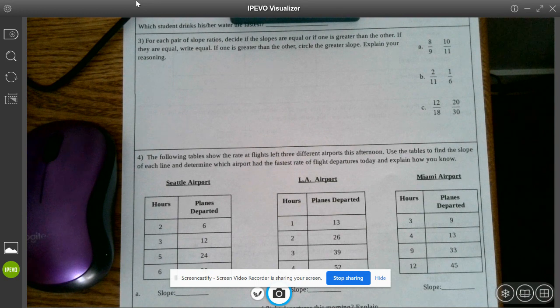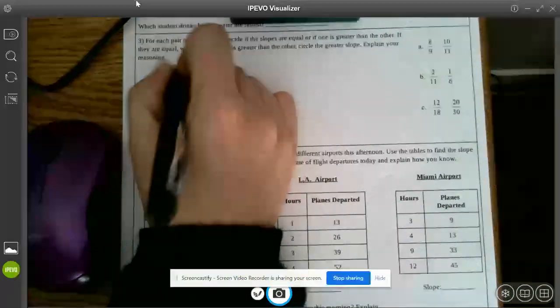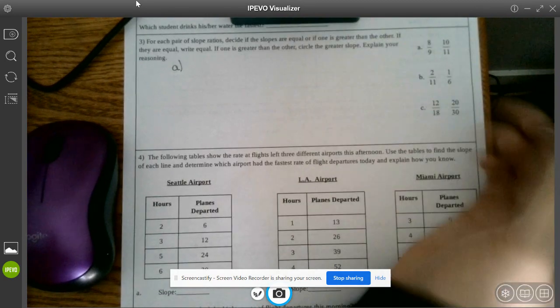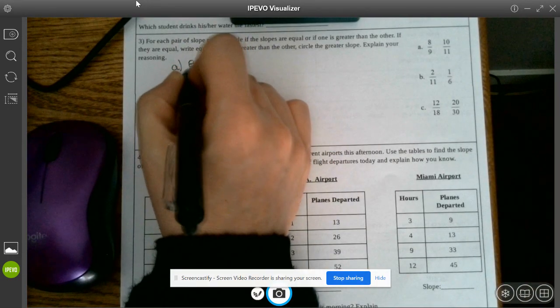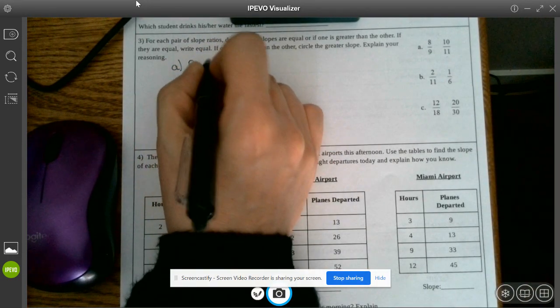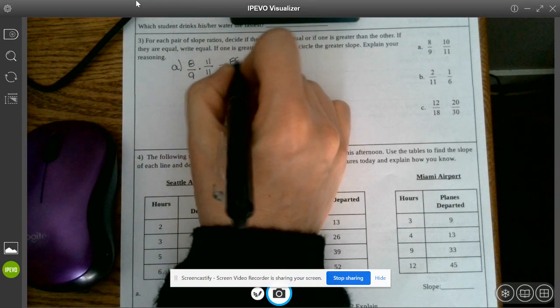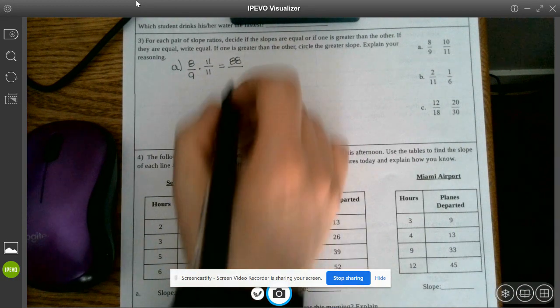So A is asking us to compare 8/9 and 10/11. We know those numbers are both very close to 1, but a good way to compare them, just like question 1 from the test, is to find a common denominator. So on A, my common denominator in 9 and 11 is 99. So I'm going to take 8/9 and multiply it by my giant 1, 11 over 11, and I get 88 over 99.